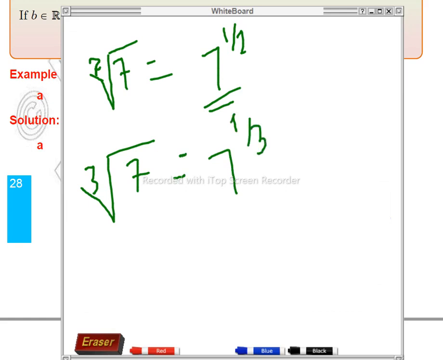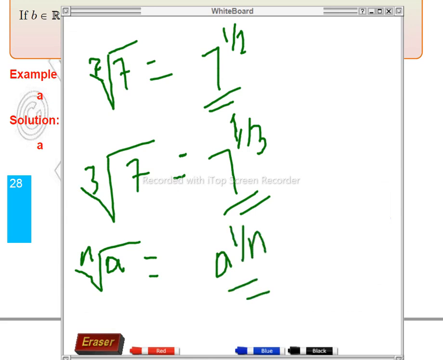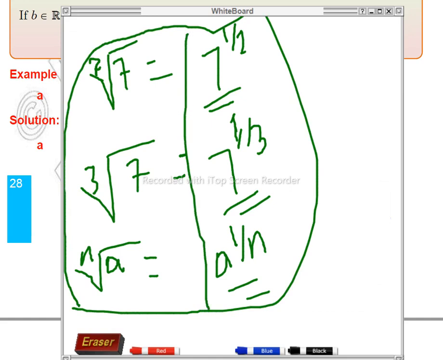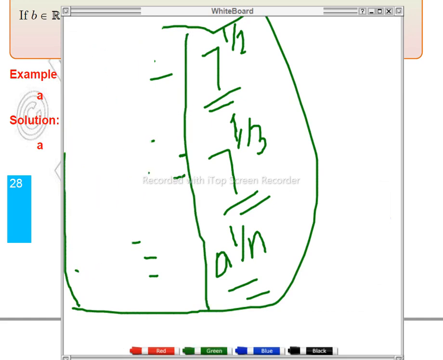Generally, when we write any number, for example a, and here we have n, we write in general form a to the power of 1 over n. So this is how we write a radical in exponential form. We do many examples here.